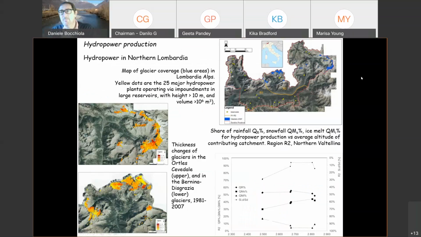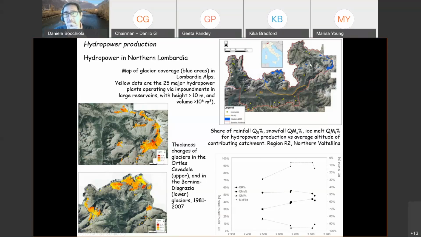Well, why is the point with hydropower of interest? Here we have a picture of northern Lombardia region, divided in two different regions, R1 and R2, basically two regions where you have different regimes of precipitation. In region R2, there is less precipitation in the year and in the winter, so less snow amount. But this is not very important. The important thing is that you have these blue fields here, and this is ice cover, and these yellow dots are all hydropower plants.